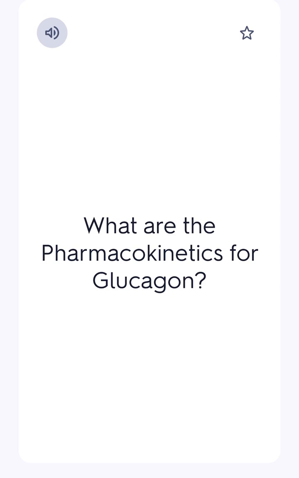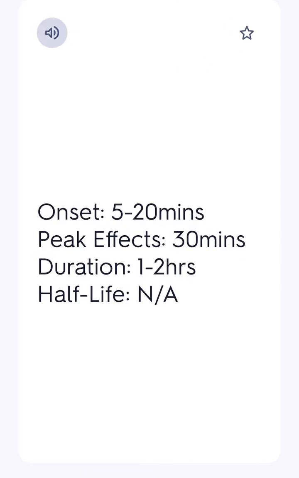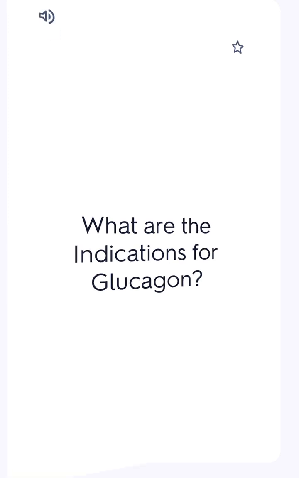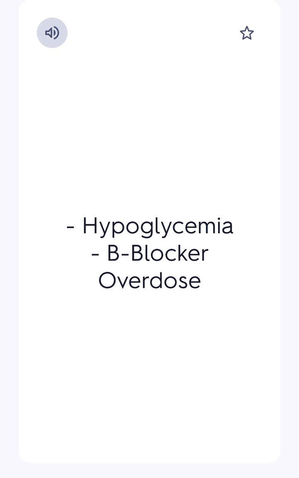What are the pharmacokinetics for glucagon? Onset, 5 to 20 minutes. Peak effects, 30 minutes. Duration, 1 to 2 hours. Half-life, N/A. What are the indications for glucagon? Hypoglycemia, B blocker overdose.